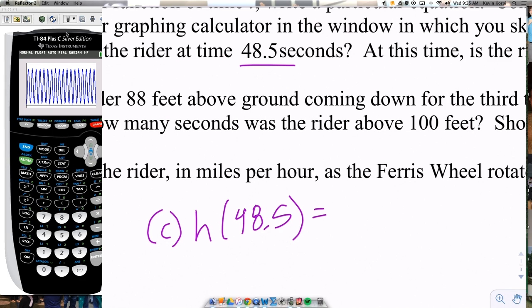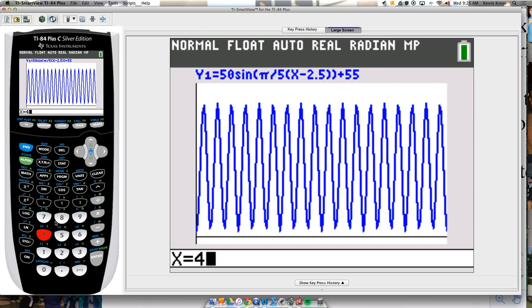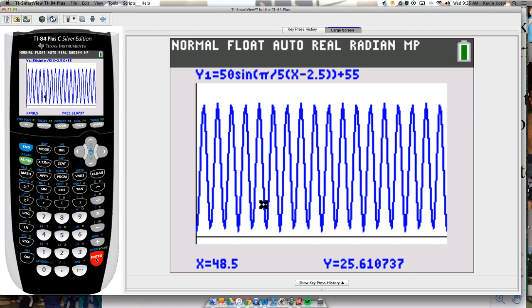Now, there's two ways to do it. If you do it from the graphing screen, because you have the entire thing there, all you have to do is hit the trace button, and it'll put your cursor there. You can actually type right over it. It will accept an input in trace mode. And when you hit enter, you'll get a blinking confirmation of that. So notice it says 25.610737.